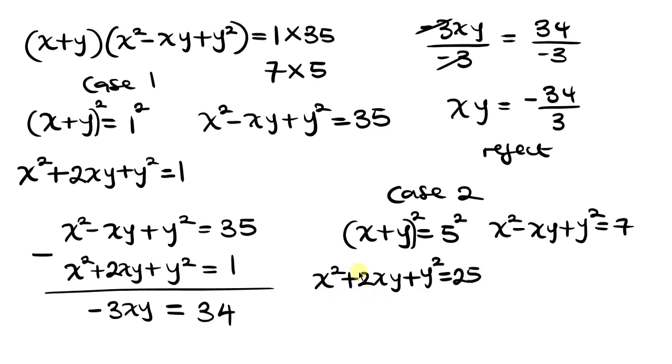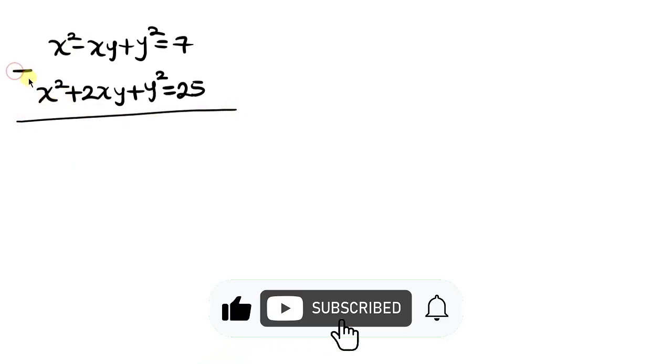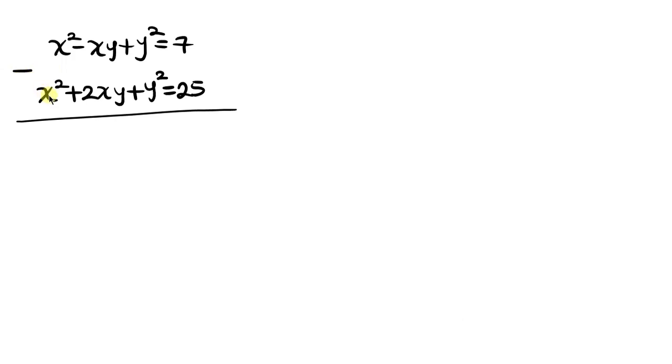So let's solve this equation and this equation together. And we're going to be doing that on the next slide. So we have the two equations here. So our next step will be for us to subtract. So x squared minus x squared is 0. Negative xy minus 2xy is negative 3xy. And then y squared minus y squared is 0, equal to, now 7 minus 25 is negative 18.